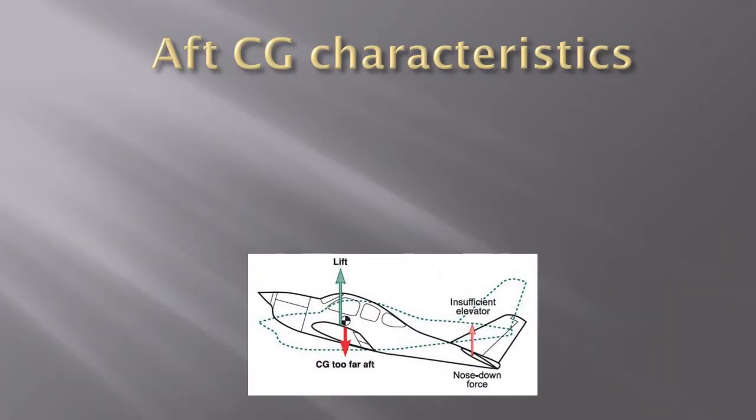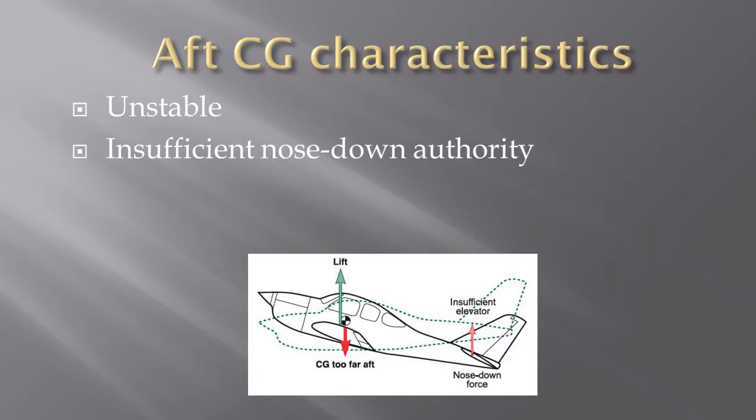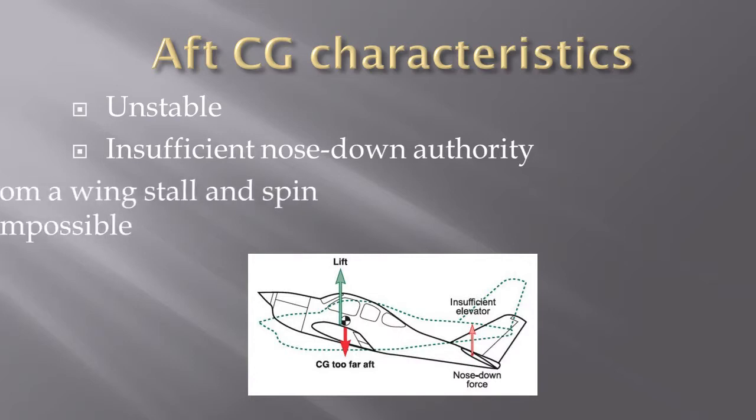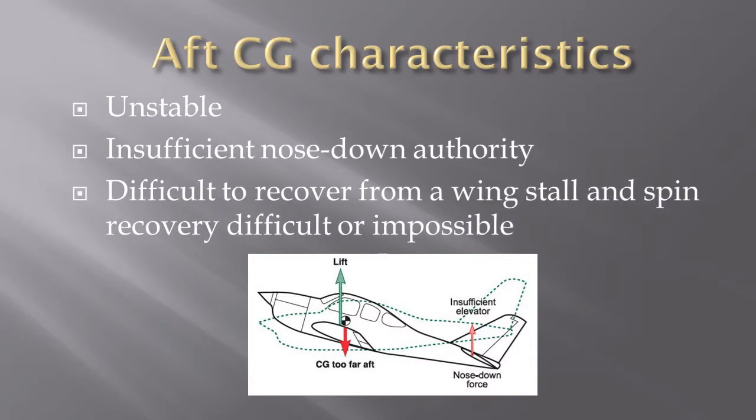If the CG is too far aft, it will be too near the center of lift and the airplane will be unstable. At low stall airspeed, there may not be enough elevator nose-down authority to get the nose down for recovery, making it difficult to recover from a stall. If the unstable airplane should ever enter a spin, the spin could become flat and recovery would be difficult or impossible.